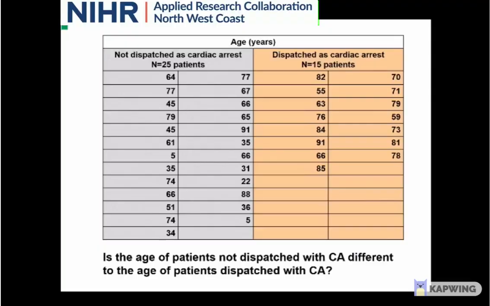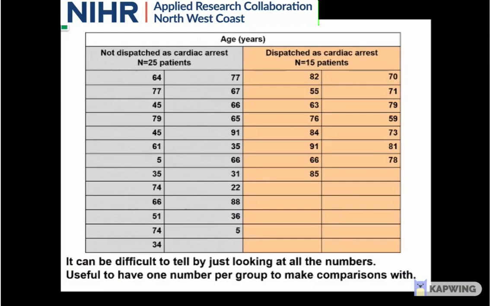I'm going to bring us back to the opening question. We were looking at this study based on cardiac arrest or not dispatched as cardiac arrest. And the question we were looking at was, is the age of the patients not dispatched as cardiac arrest different to the age of the patients who are dispatched as cardiac arrest? Now, I've laid out all of our individual data points, so all of our participants, and I've split them. You've got your not dispatched on your left and your dispatched as cardiac arrest on your right. Now, are we able to answer that question just looking at the table like that, looking at all of our data? Not really, no.